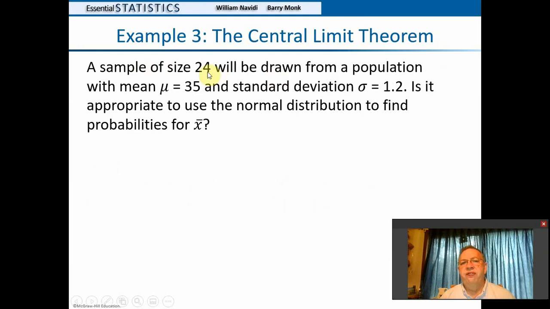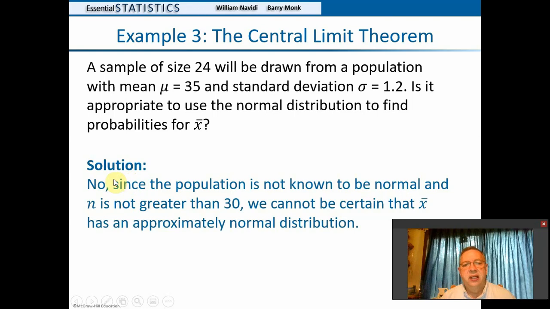A sample of size 24 will be drawn from a population with mean mu equal to 35. Standard deviation sigma is 1.2. Is it appropriate to use the normal distribution to find probabilities for X bar? Sample size is less than 30. I don't see anywhere where they state that the population is normally distributed, so I would not feel comfortable using that. Okay, so no, since the population is not known to be normal and n is not greater than 30, we cannot be certain that the sample mean has an approximately normal distribution.